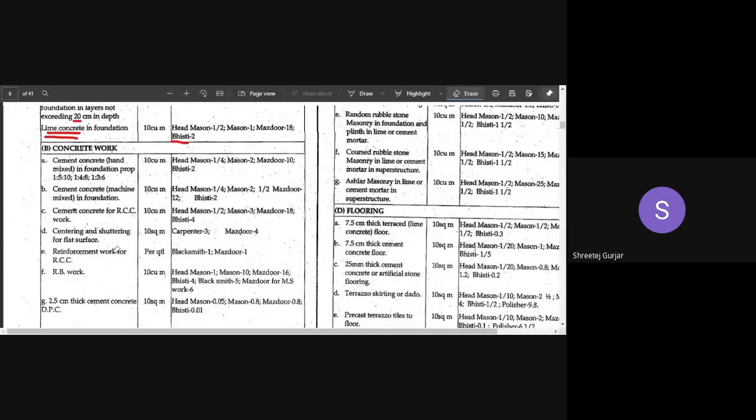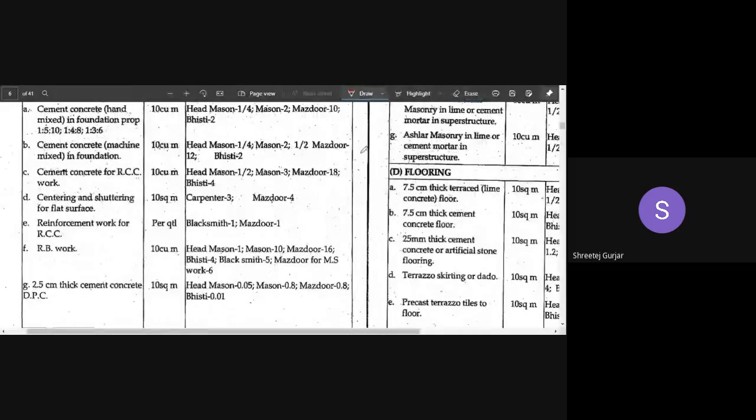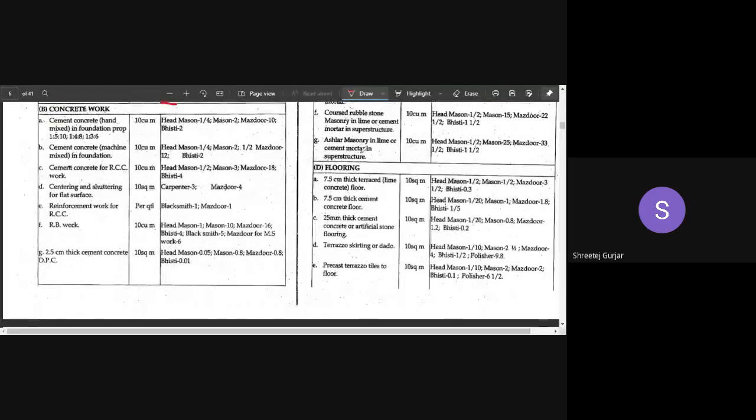Okay, coming to cement concrete. Let us just briefly look into this, okay? Because we have a lot of things to cover. We cannot go through all of this in detail. I will give you an overview. You can read later on in detail.